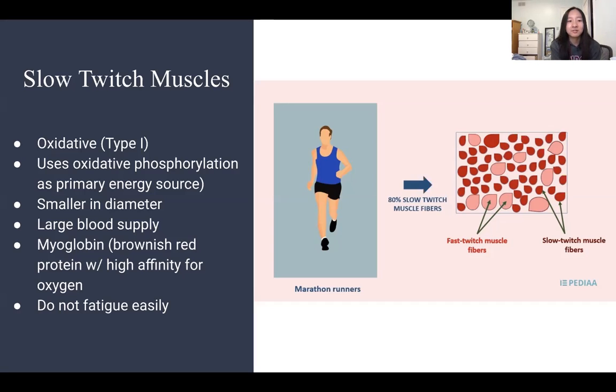This is actually a trick question because there are slow twitch muscles everywhere in your body. It's just that some limbs in your body have more slow twitch muscles than fast twitch.